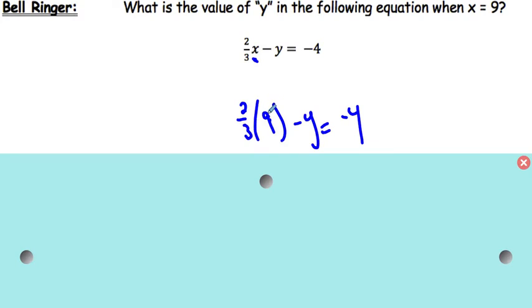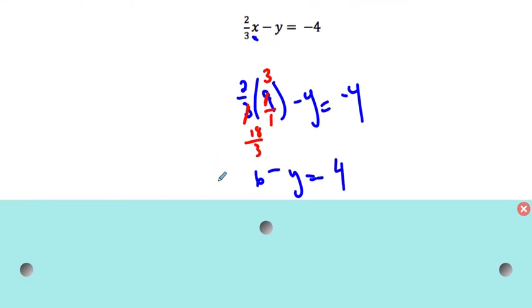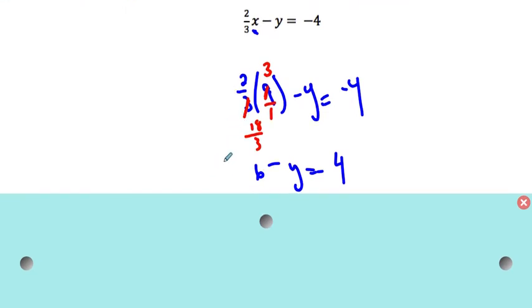2 over 3 times 9 will give you 6, right? If we do this without a calculator, basically what we're doing is we're going to say this is like 9 over 1. So 2 times 9 is 18 over 3. So you could look at it that way, like 18 over 3, which is 6. Or we could say 3 goes into 9 3 times. 2 times 3 is 6. There are two different ways to do it if you're not using a calculator. But if you just use your calculator, you're just going to plug that in.